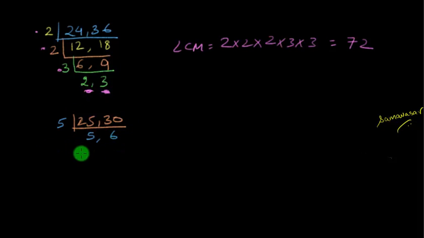Now, when I reach this stage, I see that I cannot find another prime number which divides both 5 and 6. Even though 6 is not a prime number, so I have a composite number sitting here, even then, the method works just fine. You stop at this stage because I cannot find another prime number or any number which divides both these numbers. So the LCM will simply be 5 multiplied by 6 into 5, which is equal to 150. So this method works in this case also. So this was just a clarification.